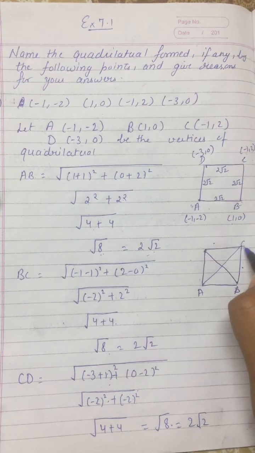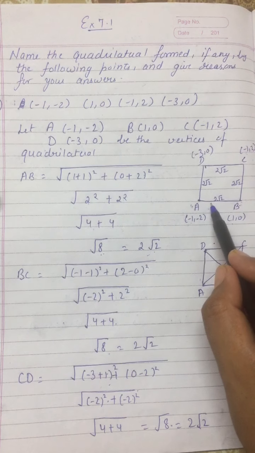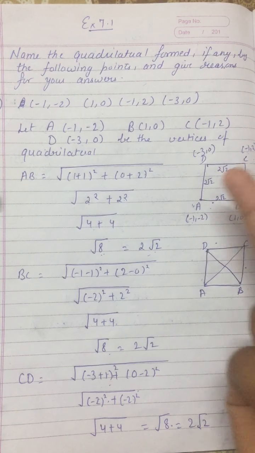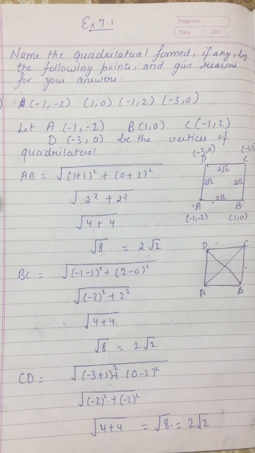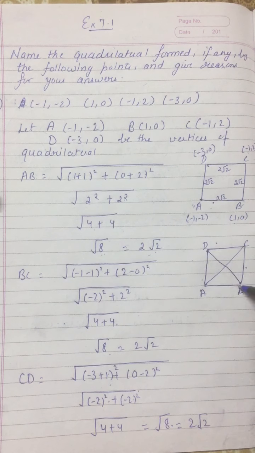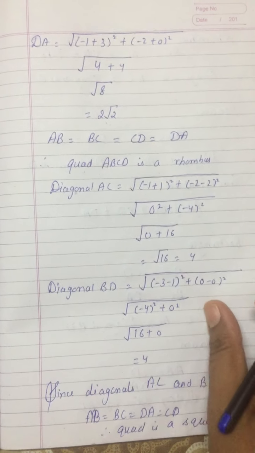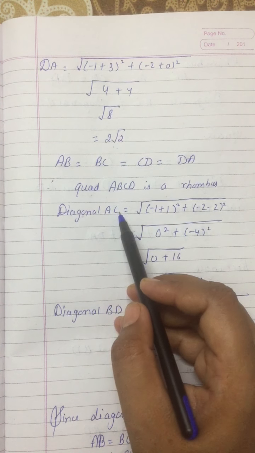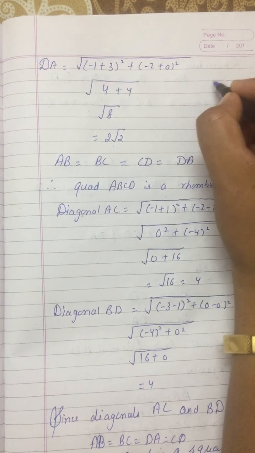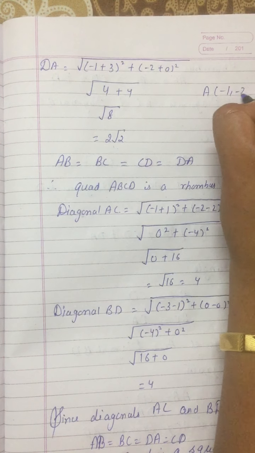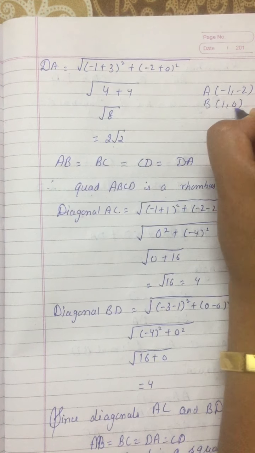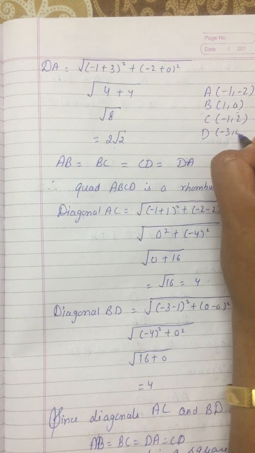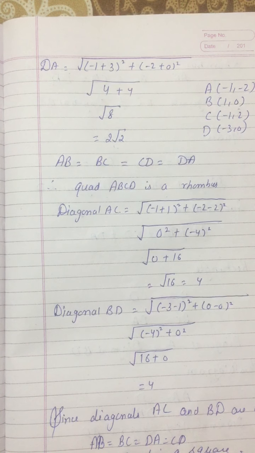A, B, C, D. Actually I don't know if it is a rhombus. I have two conditions, square or rhombus. Now I want to detect whether it is a square or a rhombus. So what will I do? I will check the diagonals AC and BD. Now AC will be, you can check it. I have the coordinates of A and the coordinates of C. The coordinates of A are, I am going to write it here, minus 1, minus 2; B is 1, 0; C is minus 1, 2; and D is minus 3, 0. Again I am going to apply the same formula.